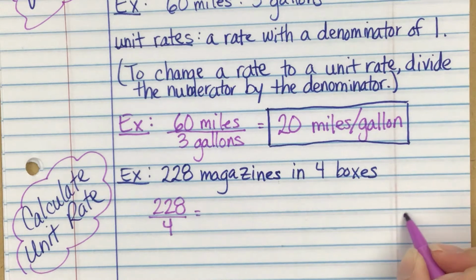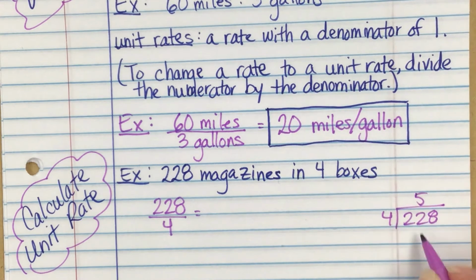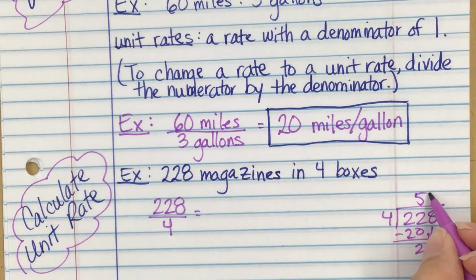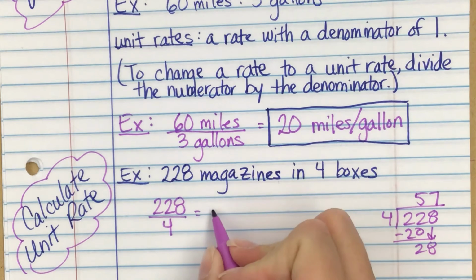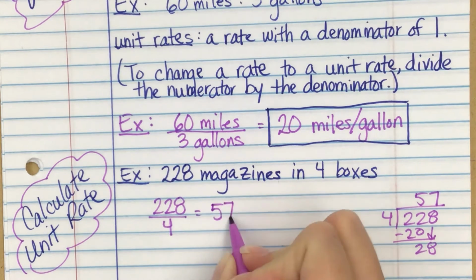And if you need to come off to the side and do a little bit of scratch work, feel free. Okay, so I'm getting 57. So the unit rate here would be 57.